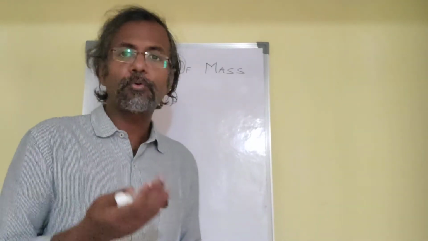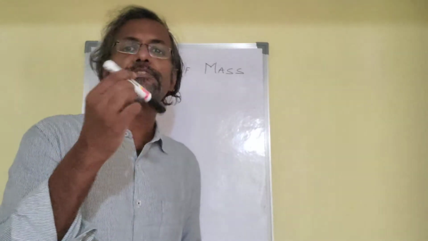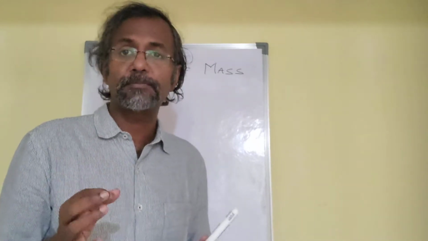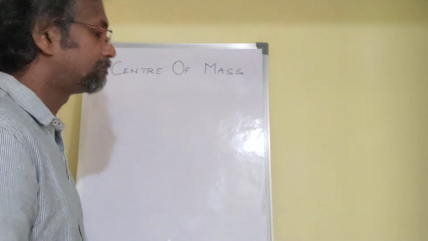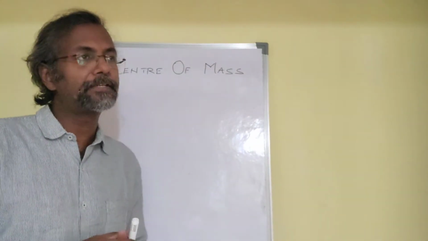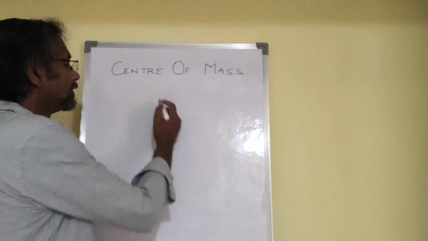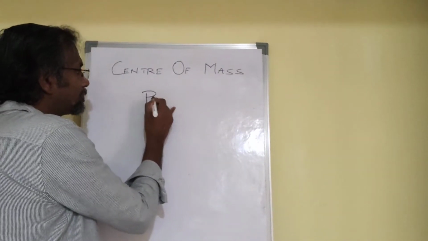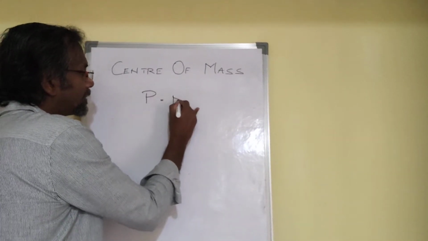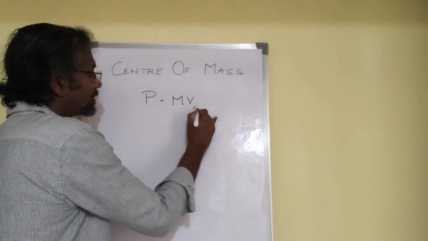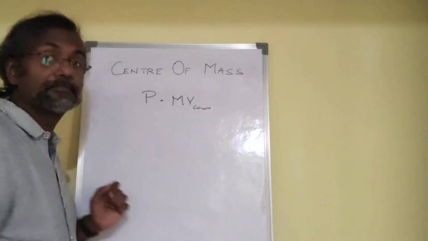Now, as I said, a system of particles is moving. How do you calculate the total momentum of the system of particles? The idea of momentum comes from Newton's second law and third law, and the momentum of the system of particles will be equal to the mass of the system of particles times the velocity of the center of mass. That's it.